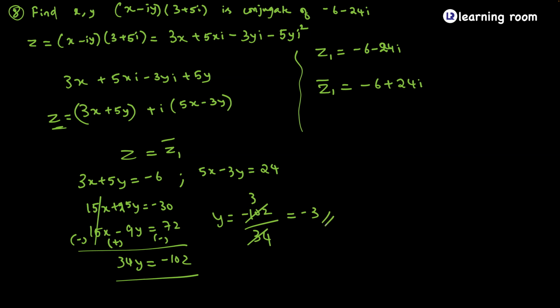Take that and substitute it in any one of the equations. Let me put it in the second equation. Then I'll get 5x plus 9 is equal to 24. So 5x is equal to 24 minus 9, which is 15. x will be equal to 3. So as per this problem, the value of x is 3, which is a real number, and y is minus 3. So that's the answer.